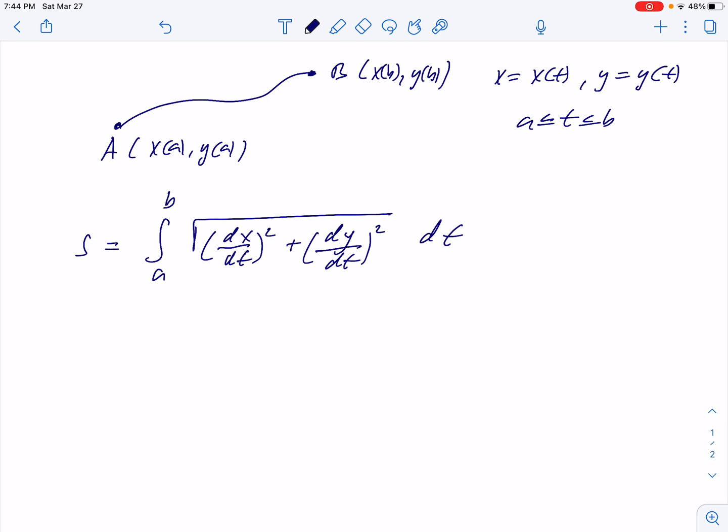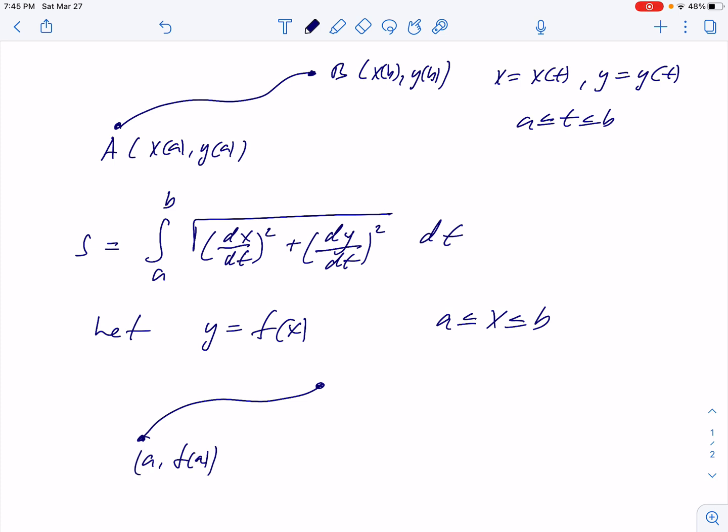Here I want to remind you the case with the Cartesian coordinates. Suppose we have a function of one variable f(x), and we want to find the arc length for the graph. Let's say x goes from A to B, and we have the graph of the function like that. At the beginning we have the point A, f of A, and the end point is B, f of B.